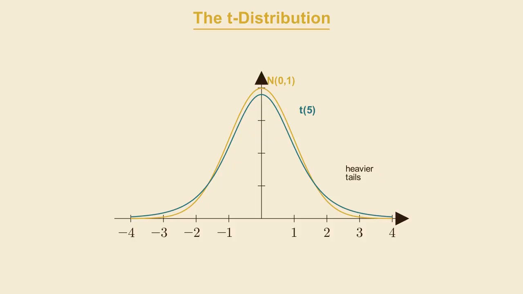How much heavier depends on what's called the degrees of freedom, which we'll cover in a second. The degrees of freedom parameter controls how heavy the tails are here, and the intuition behind the name is worth understanding. When you estimate the sample mean from n observations, you use up 1 degree of freedom. This means you forced one constraint onto the data. Here, that constraint is that the deviations from the mean must sum to 0. That leaves n minus 1 free pieces of information to estimate the variance.